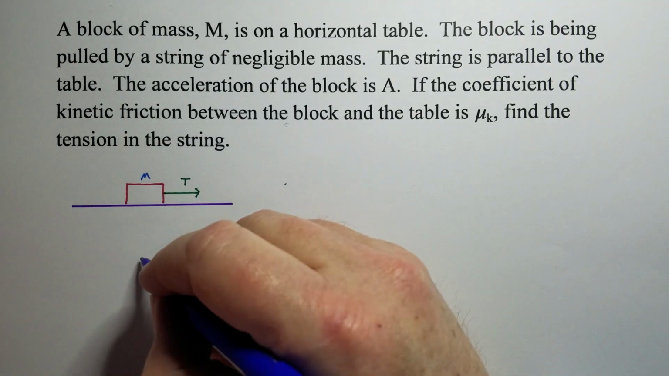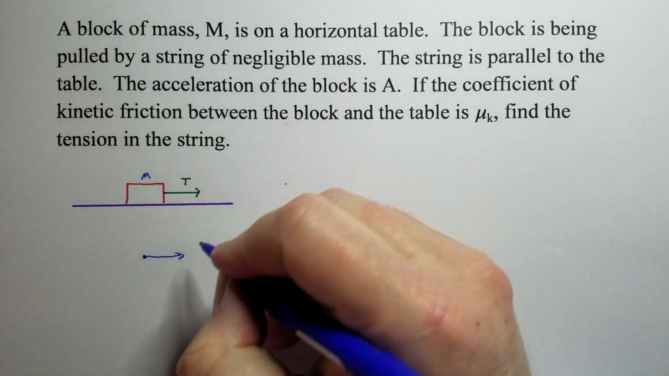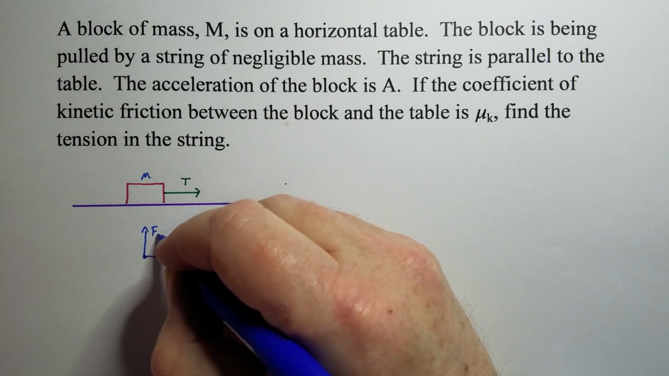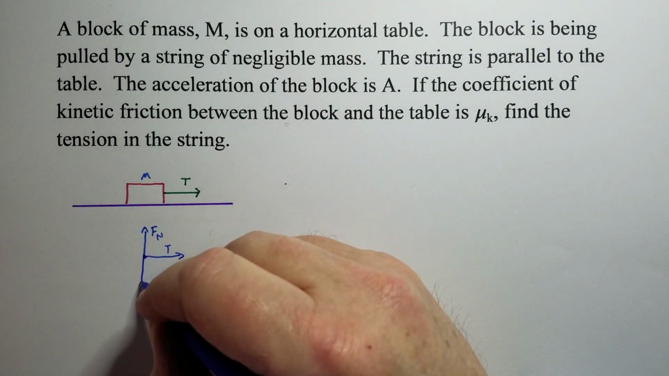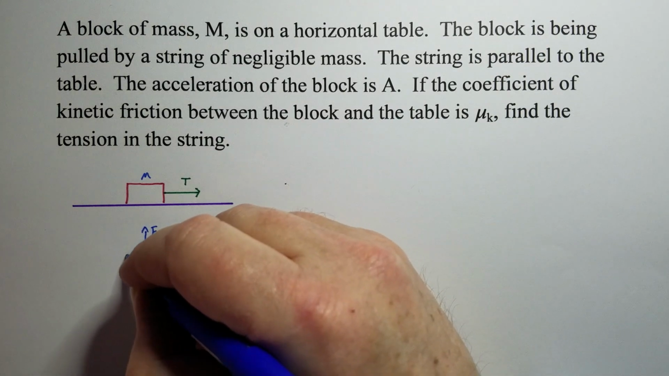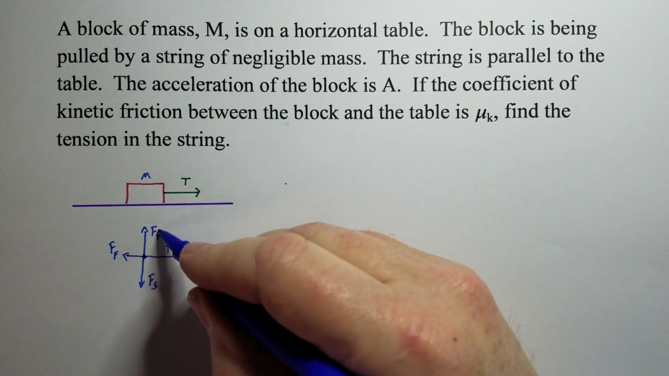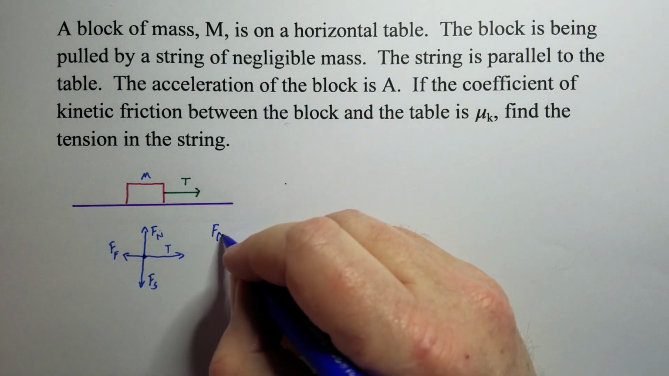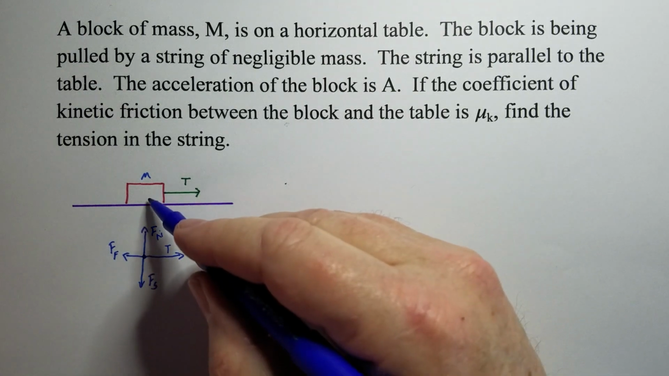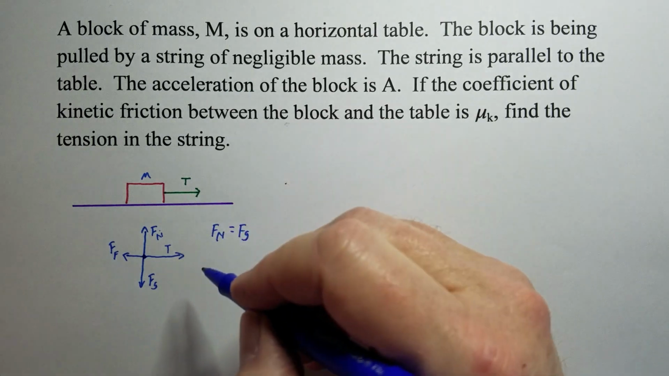All right, so for our free body diagram, we have tension pulling to the right. We have a normal force acting up. We have gravity acting down. And then there's some friction, we don't know how much, holding things back. But the normal force and the force due to gravity should equal each other, since it's not falling through the table or floating up in the air. It's just being pulled sideways.